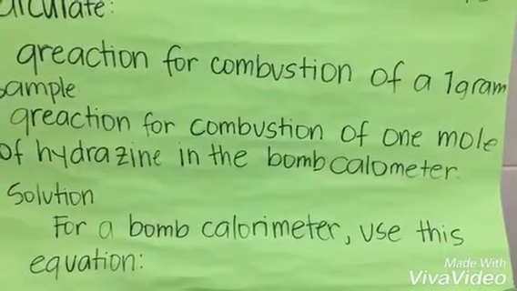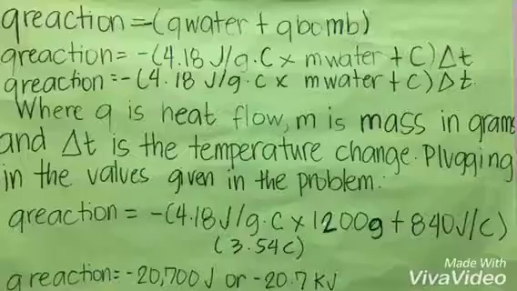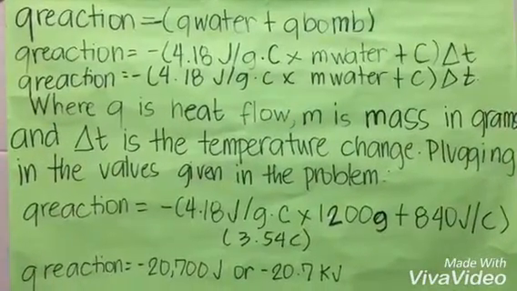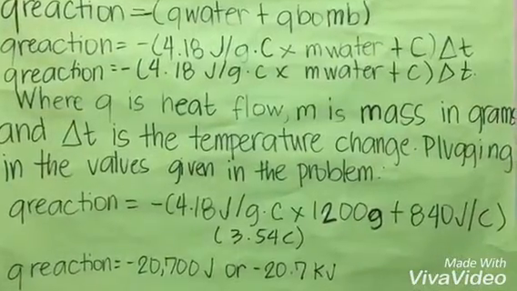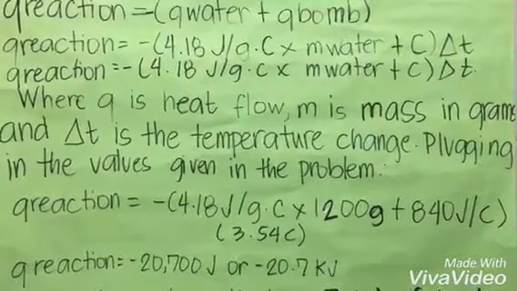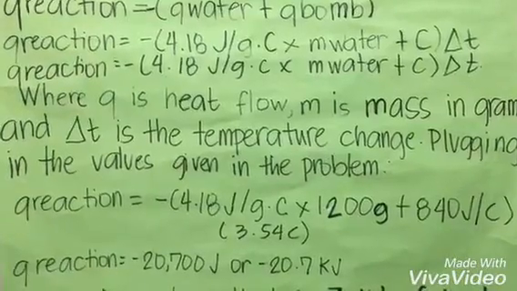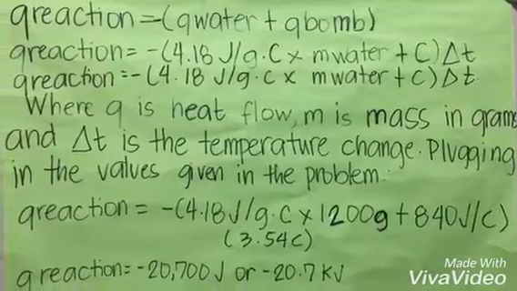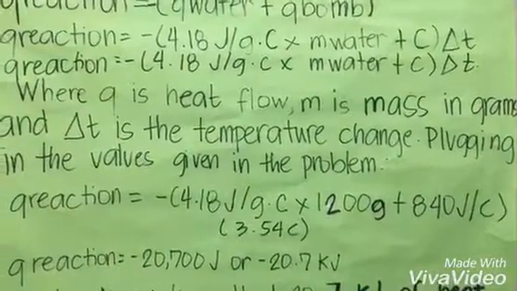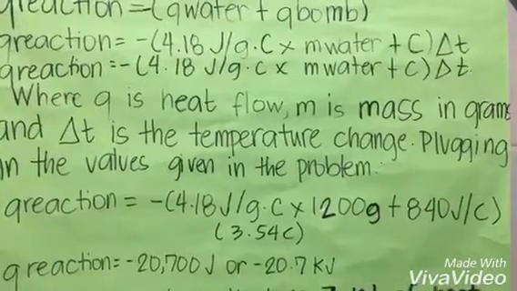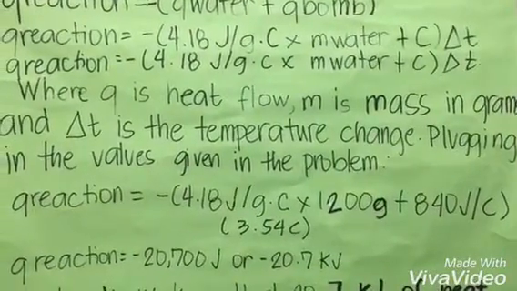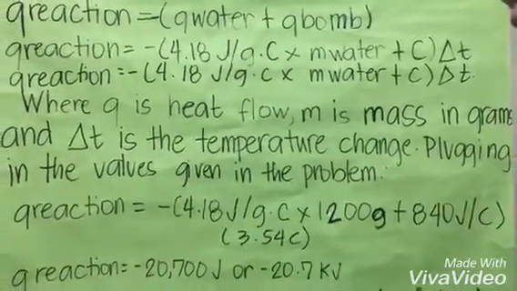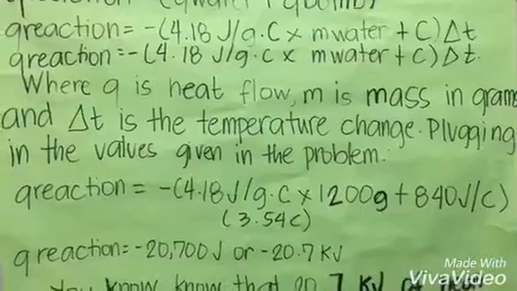For the solution for a bomb calorimeter, use this equation. Heat absorbed by reaction is equal to negative heat absorbed by water plus heat absorbed by bomb. In this case, heat absorbed by reaction is equal to negative 4.18 joules per gram Celsius times mass of water, plus heat capacity in Celsius times the change of temperature. For the second problem, the same equation is used, where Q is heat flow, m is mass in grams, and delta T is the temperature change.